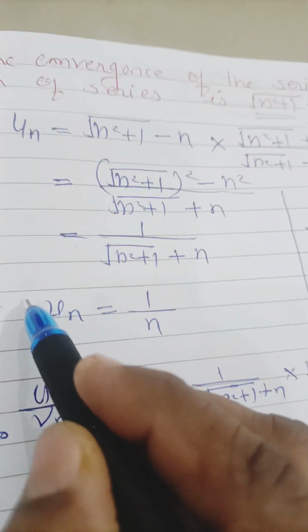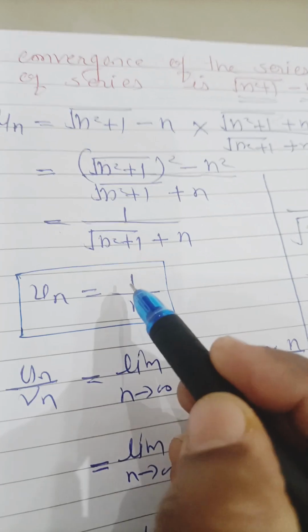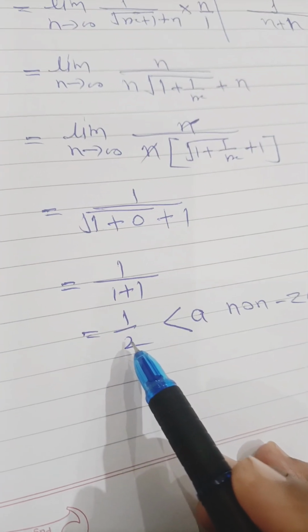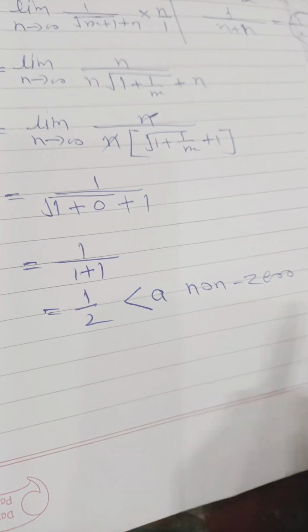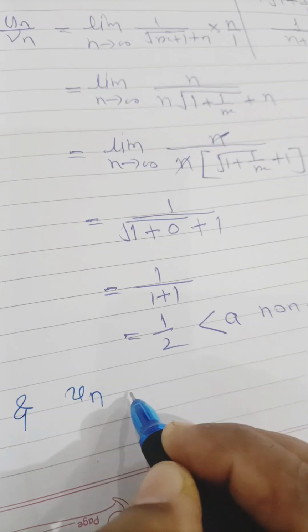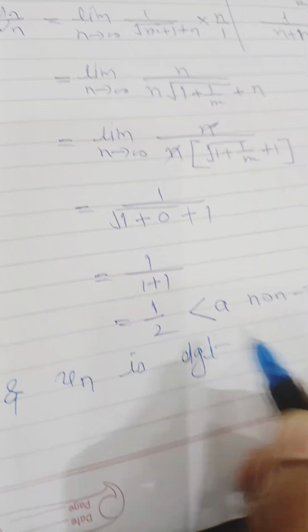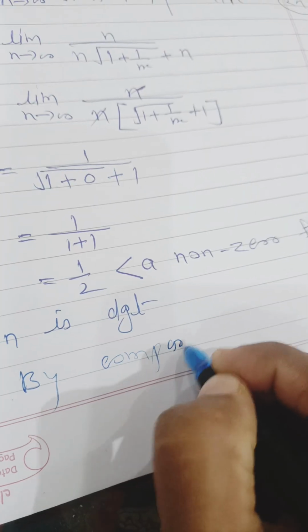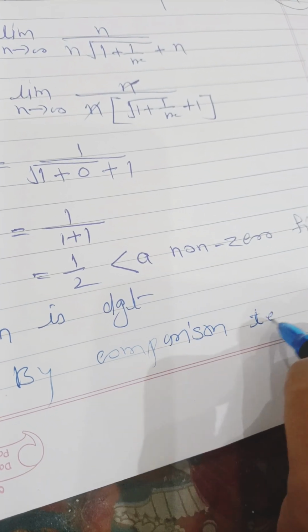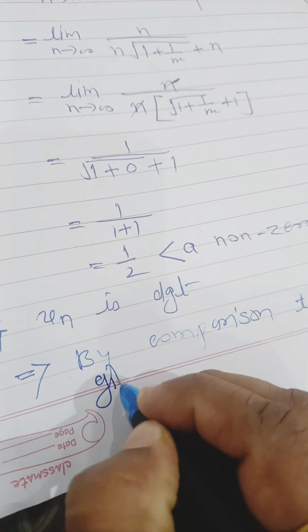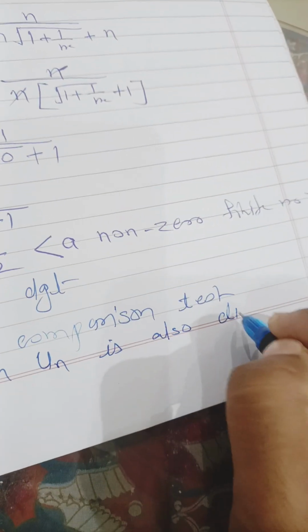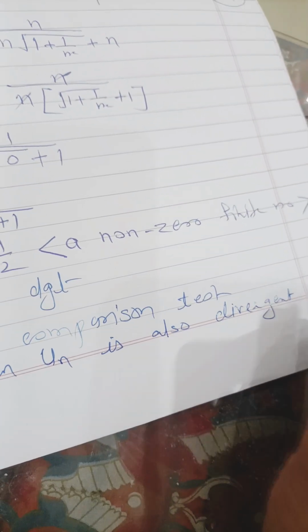Now we can easily say that this series vn, which is 1 by n, is divergent, and hence, as this limit is a non-zero finite number and vn is divergent, we can say by comparison test our given un is also divergent. Understood?